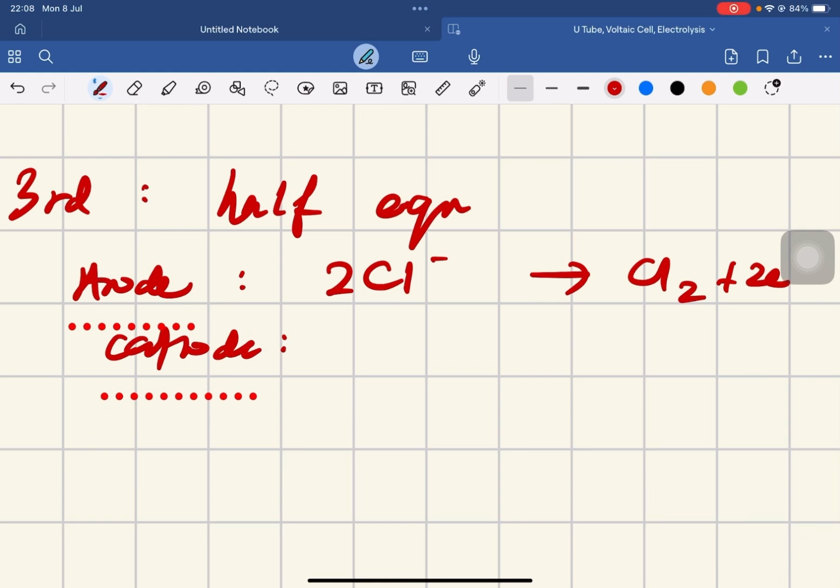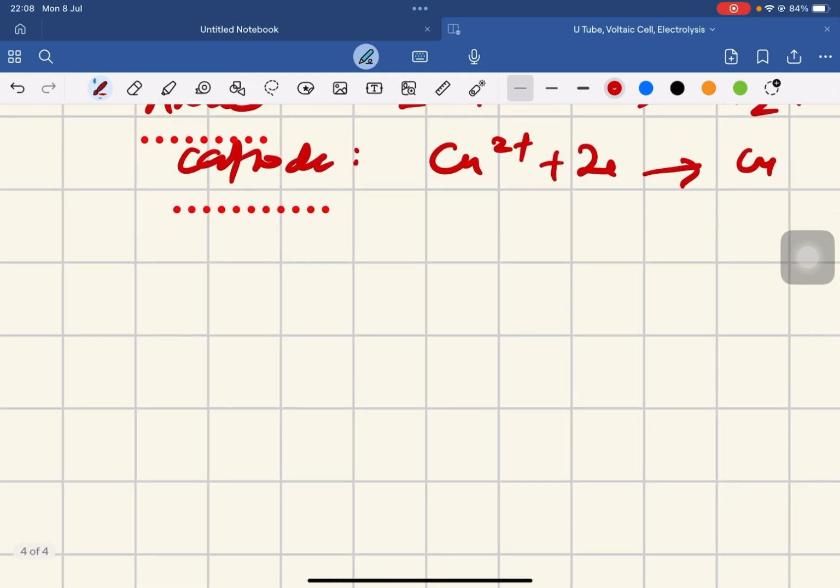Okay, so of course kat cathode dia akan receive. Okay, so Cu2+ becoming Cu, and then your electron here. Okay, faham? Alright, last part. Okay, let's try do together lah untuk observation ni. Sangat senang.